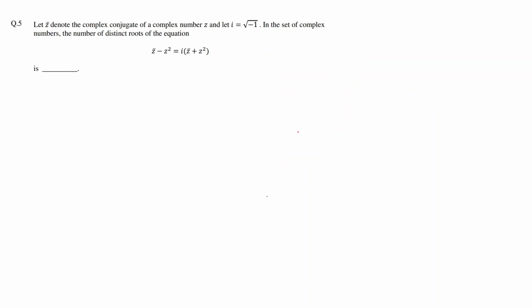This question is very interesting. There is a very beautiful geometry going on beneath it. We will discuss that. So what is the question? If z bar denotes the complex conjugate of a complex number, and iota is this, fine. The set of complex numbers, the number of distinct roots of this equation. So this is a complex equation, and you have to figure out how many roots it has. And here you can also figure out the roots exactly.